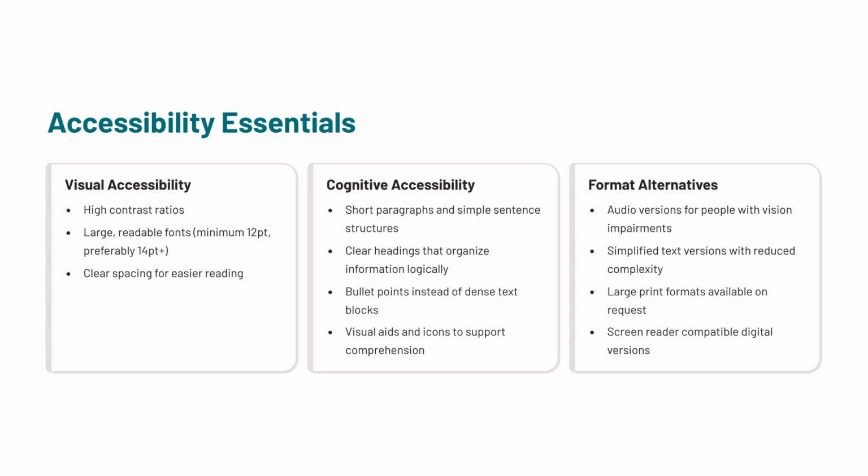Third is format alternatives. Once the content is clear, make sure people can access it in the way they need, like audio versions for vision impairment, simplified versions with reduced complexity, large print options on request, and screen reader compatible digital materials.